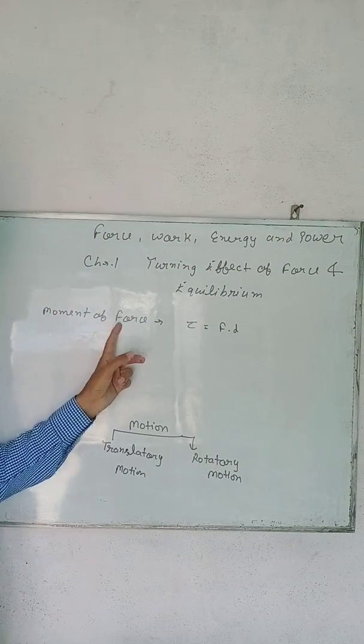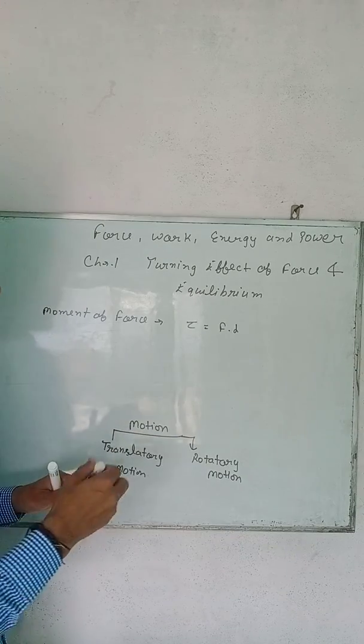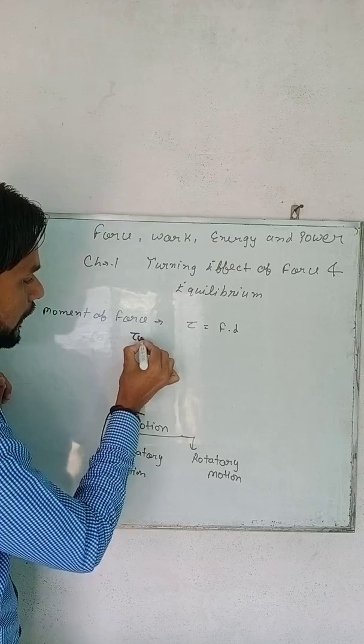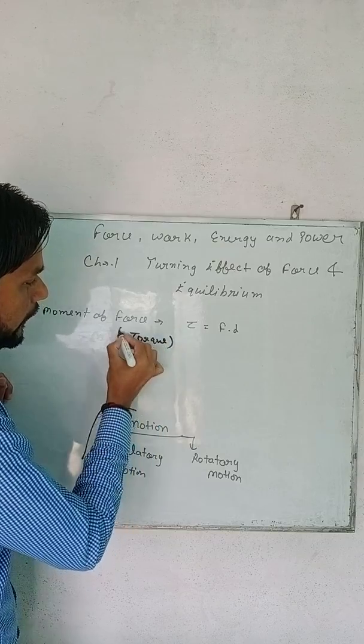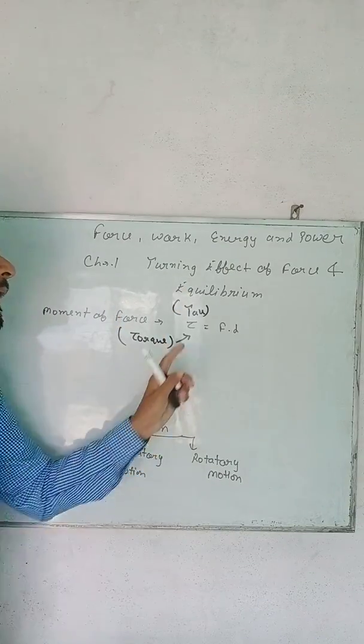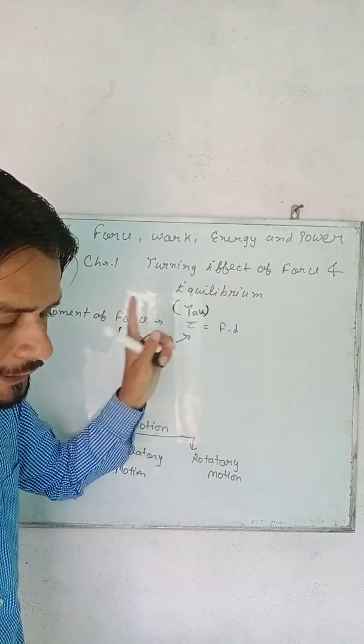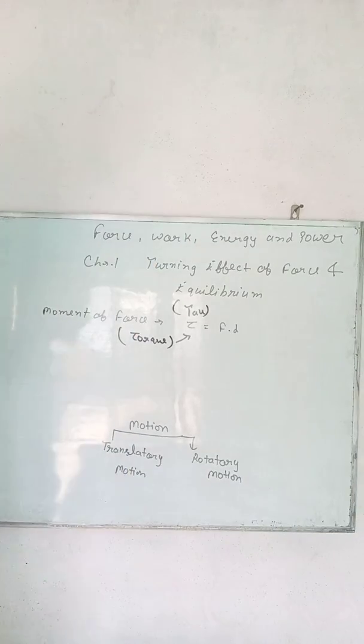The moment of force is also called torque, represented by tau. Tau is equal to F into D, where F means force, and D is distance. The moment of force is also called the torque.